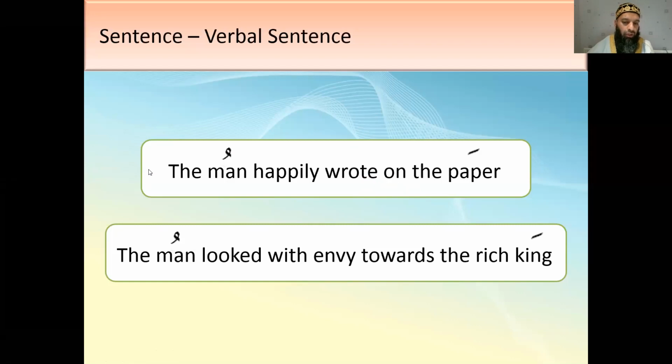Sorry, Ustad. What would the actual Arabic translation be for the first one? You mean you want me to convert it into Arabic? Yeah, if you don't mind. Sorry to put you on the spot. Basara rajulu. So the man, he saw. Looked might be a different word. I'm not sure about looked. Happily, I don't know. Ala al-waraqata, on the paper. Okay, that's fine. Jazakallah khair. Barakallahu feek.